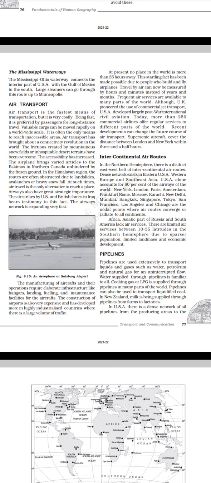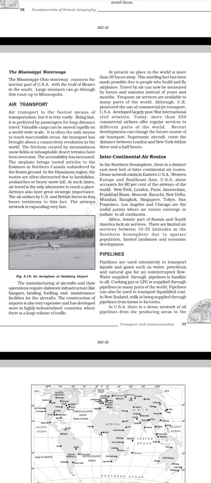Africa, Asiatic part of Russia, and South America lack air services. There are limited air services between 10 to 35 degrees latitude in the southern hemisphere due to sparser population, limited landmass, and economic development. Pipelines. Pipelines are used extensively to transport liquids and gases such as water, petroleum, and natural gas for an uninterrupted flow. Water supplied through pipelines is familiar to all.